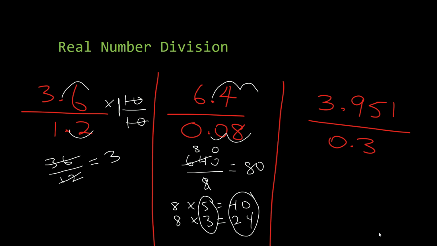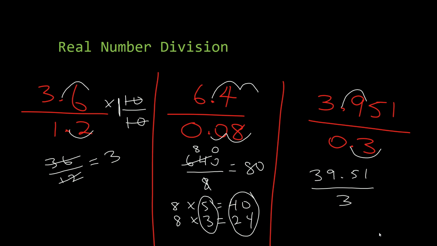We only have to move this one decimal place, so we'll definitely have to move this one decimal place. And what we will have is 39.51 divided by 3. And this can work as well. Remember, all we're interested in is getting a whole number on the underneath.